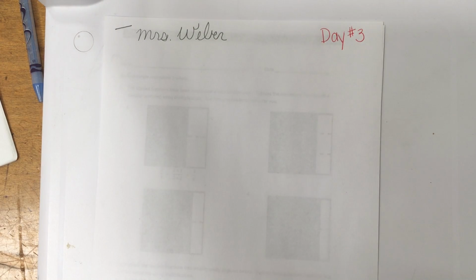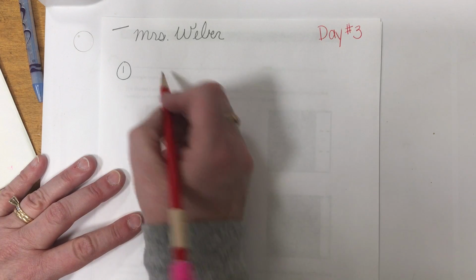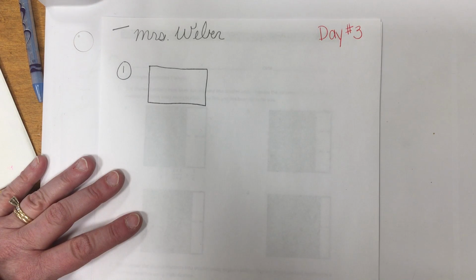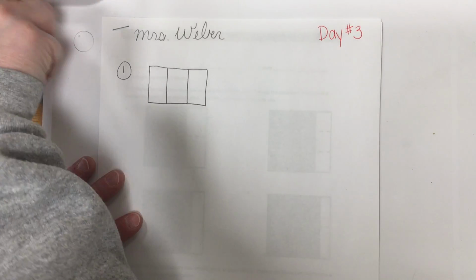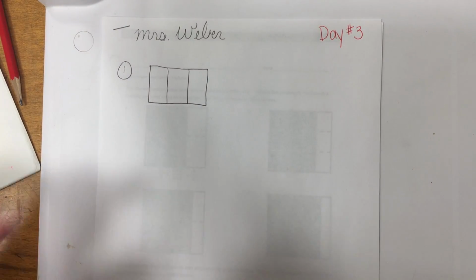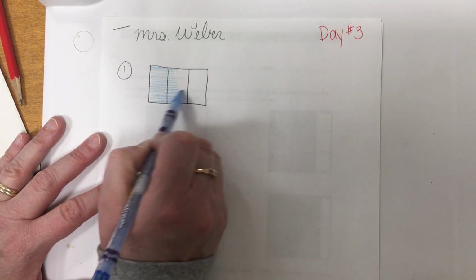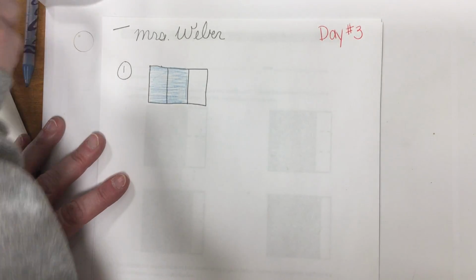Today we're going to use the area model and multiplication to show equivalence between two fractions. All right, so let's start off. Problem number 1. Let's draw an area model, and let's break it down into thirds. Let's very lightly shade in 2/3. At any time, if I'm going too fast, feel free to pause the video.